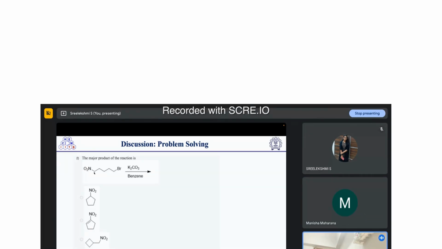Yes. So what will happen first? This proton abstraction will take place to form a negative charge over here, and then that will be attacking this position, then it will go to the carbon atom which is attached to the bromine, and bromine will knock out and form a ring. So this will be the correct answer, right? One, two, three, four, five. A five-membered ring will be forming with the nitro group. This anion will be generated, which will attack over here, and bromide will be leaving. So this will be the correct answer.